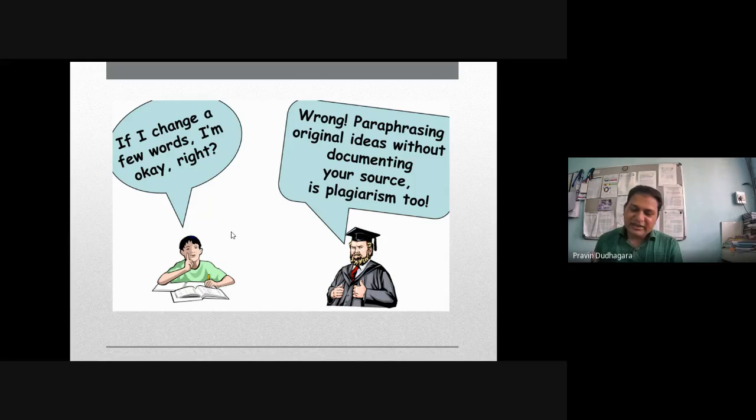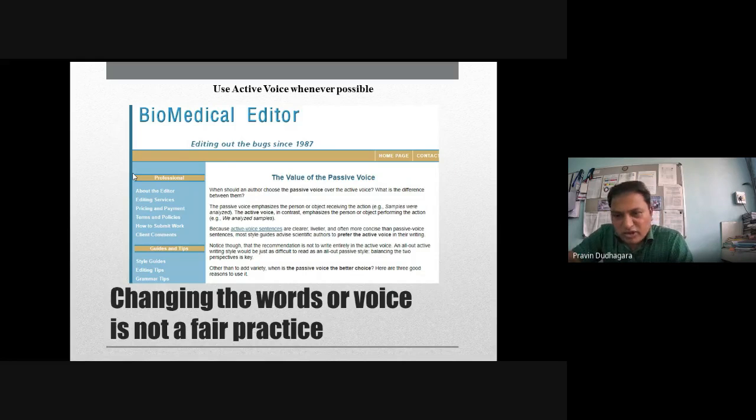The most common practice among students is to use synonyms when copy-pasting particular words, or sometimes a sentence or paragraph. But by changing one word or a few words, you do not escape from plagiarism, because the entire heart or meaning of that paragraph remains as it is. So changing the words or the voice is not a fair practice.